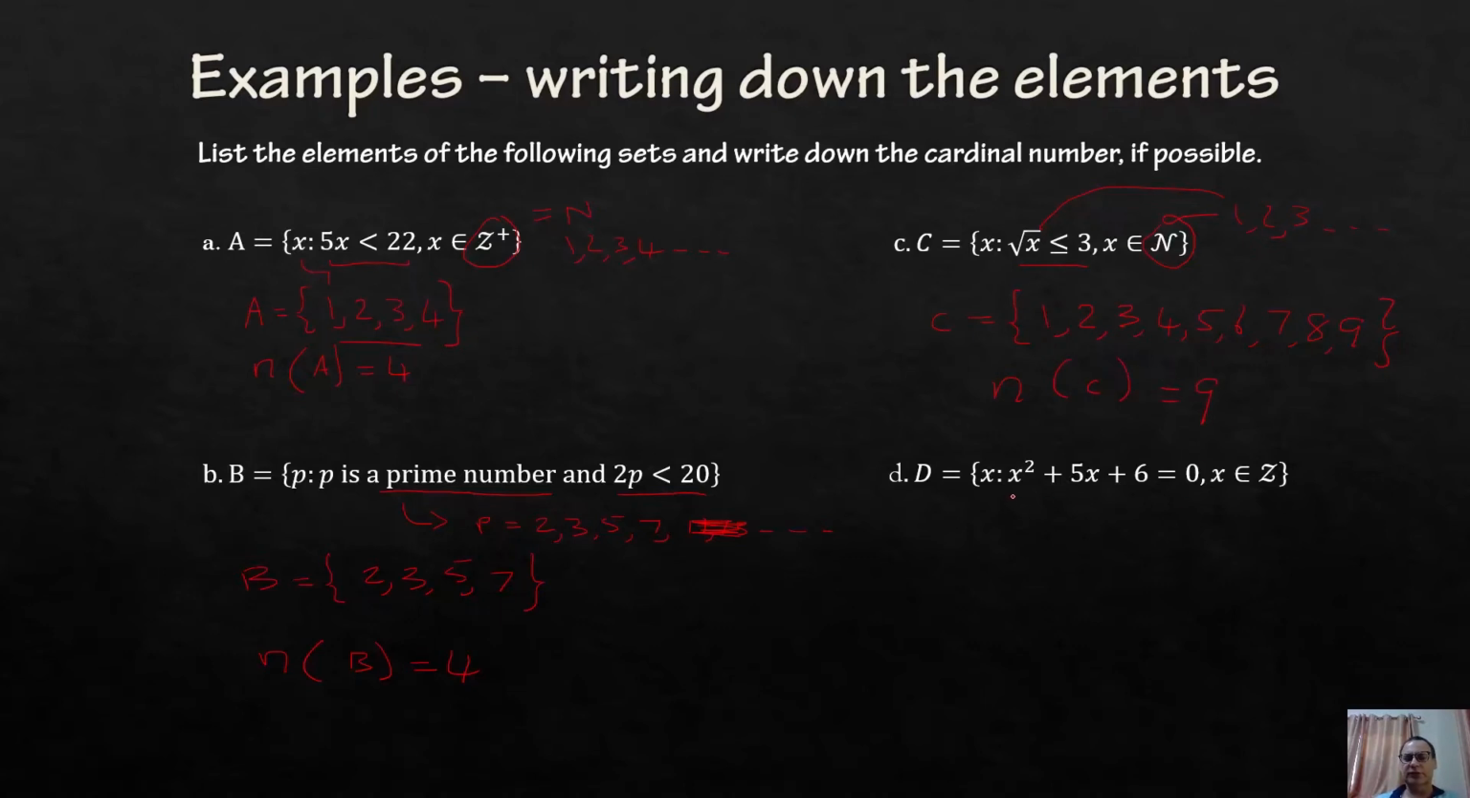In this question, you will see we have an equation, a quadratic equation, and when you see equations, you will normally need to solve them. This quadratic will factorize: x plus 2, x plus 3 equals 0. So x must equal minus 2 and minus 3. So the set is minus 2 and minus 3. They're the solutions to the equation. And the cardinal number is 2 because there are 2 elements.